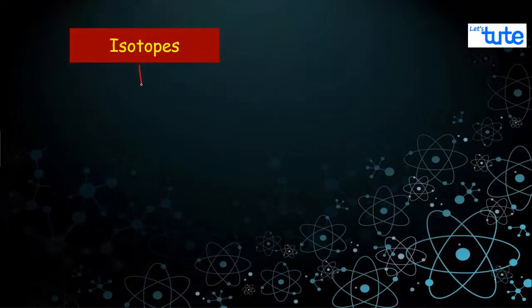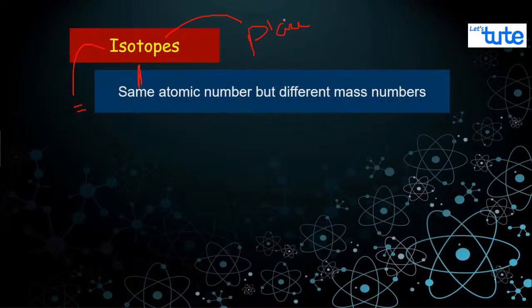We can divide this word into two, isos and topes. Iso means nothing but equal, and topes means place or place value. So I'll just write place over here. So they have the same atomic number but different atomic mass number. Understand why they have chosen this word as isotopes, that is, equal places.